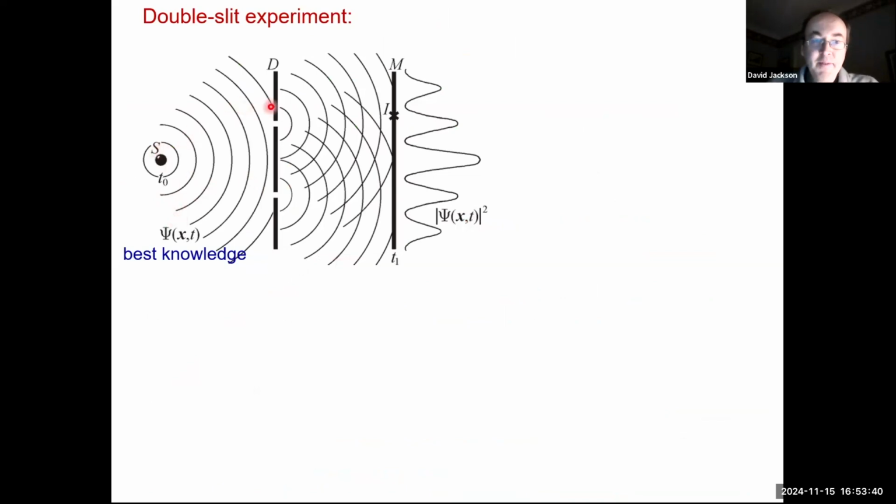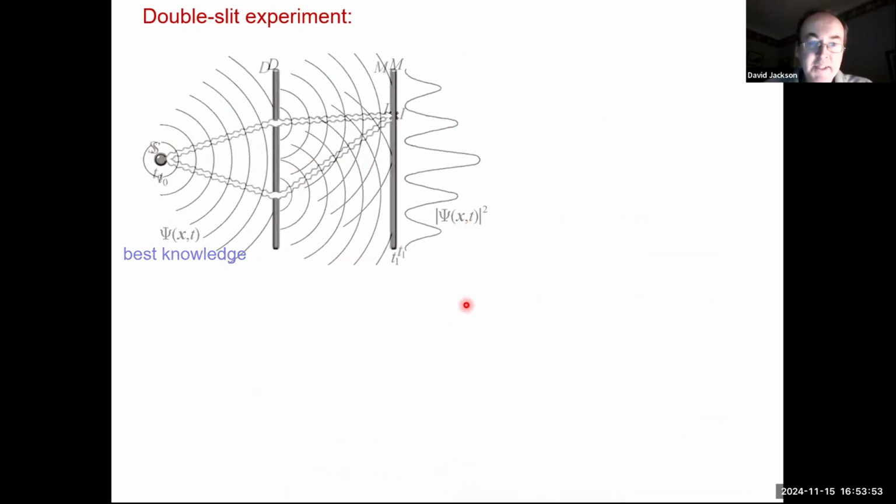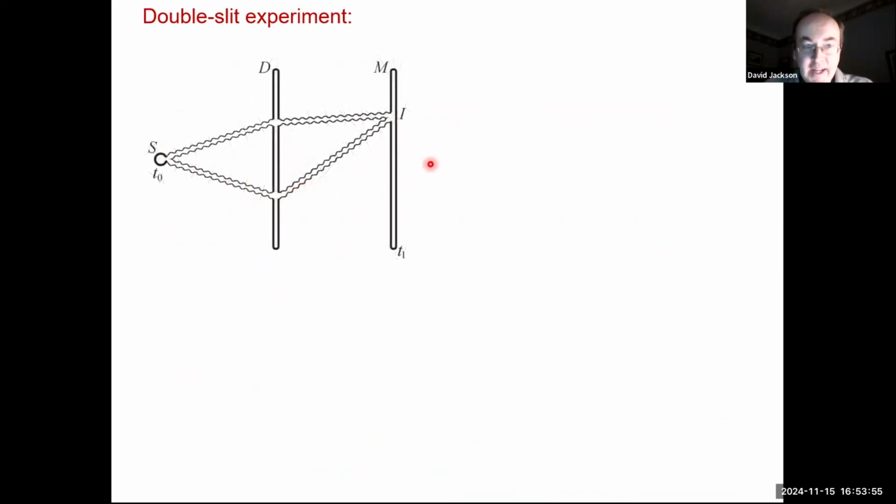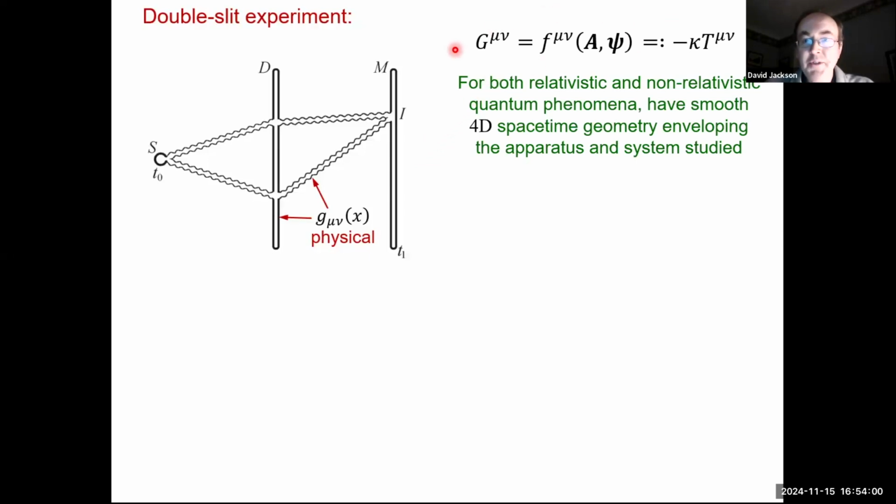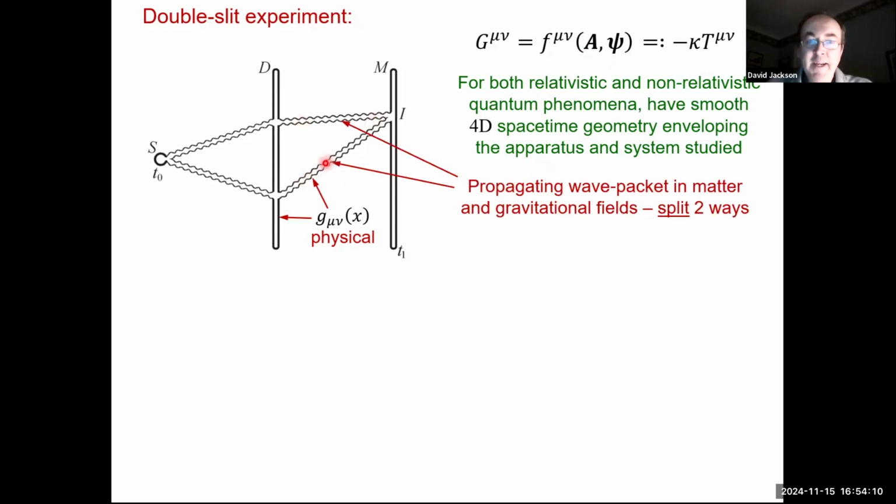So this represents our wave function as our best knowledge, but again, within the context of this new idea, if you had this superpower of being able to see the gravitational field, what you might see in these events is a propagating wave packet in the gravitational field. So again, looking at solutions for the Einstein equation with this inherent degeneracy. But now all of these processes are enveloped in a four-dimensional space-time geometry. And here the propagating wave packet actually splits two ways. And it can split two ways because here the interaction occurs here and here.